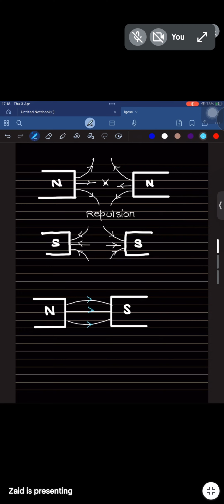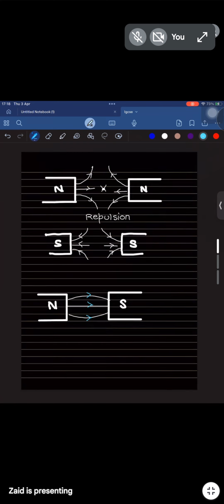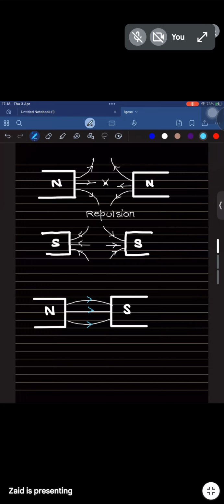Okay, so this can be another question. You can have the magnets being placed horizontally, or it could be vertical. So you'll be asked to draw the magnetic field lines. Is it clear?